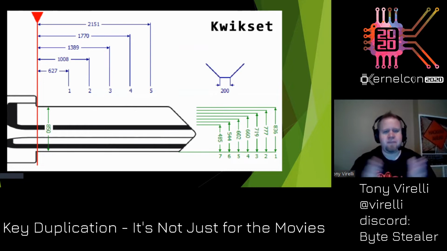give you the spacing of how far apart each cut needs to be on a key. On the right-hand side, in the green area, it gives you the depths of each cut, in millimeters. But it's confusing because it's millimeters without the decimal. So when it says 836 for a 1 cut, that's 8.36 millimeters. For a 2 cut, 777, that's 7.77 millimeters.